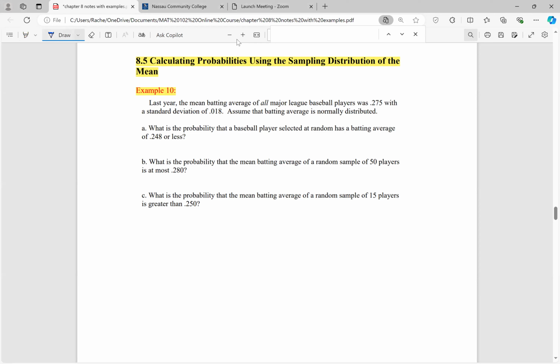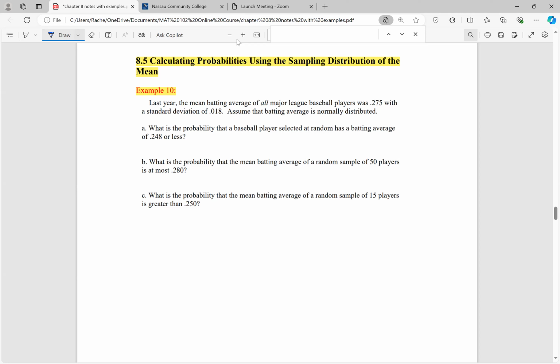So let's read this. It says, last year, the mean batting average of all Major League Baseball players was .275 with a standard deviation of .018. Assume that batting average is normally distributed. A, what is the probability that a baseball player selected at random has a batting average of .248 or less?